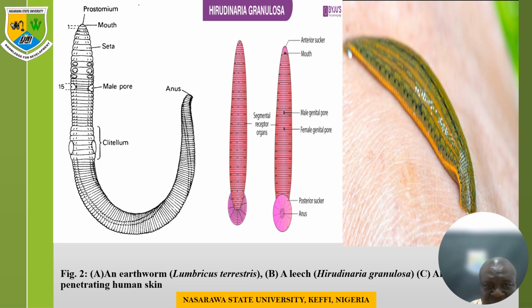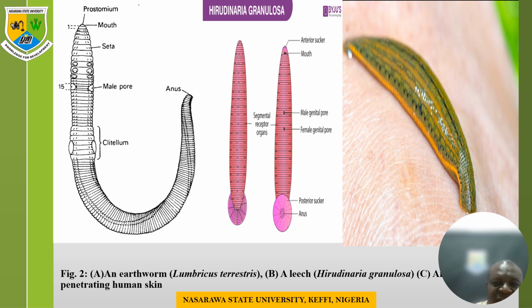As we go further, we'll see the classification, what each and every member also possesses that makes them be grouped in different classes. And then this one, you can see it possesses a sucker. It is sucking blood. You can see it sucking in human skin. You can see it is penetrating the human skin. That is the nature, and some of them tend to be medicinal.